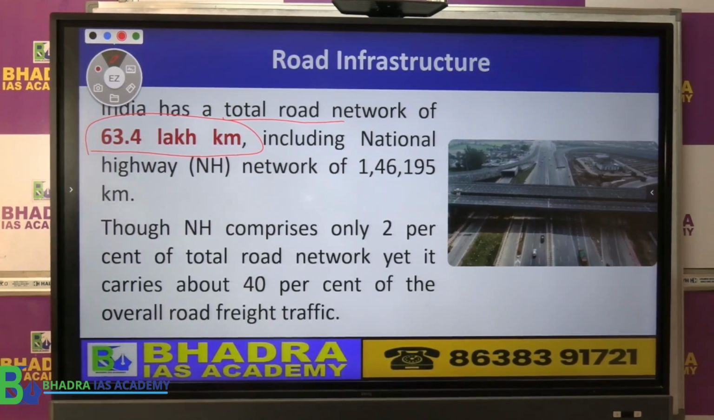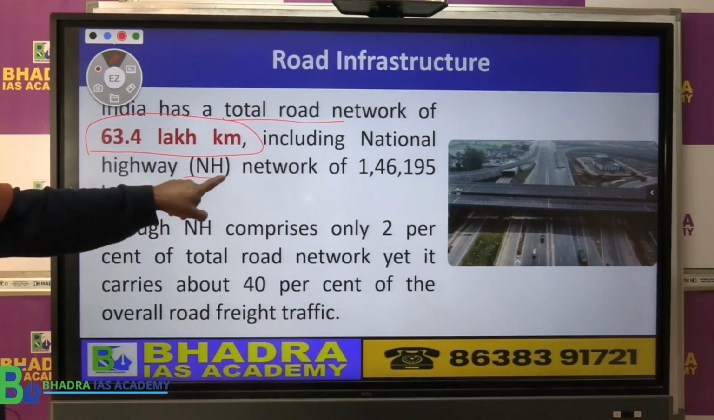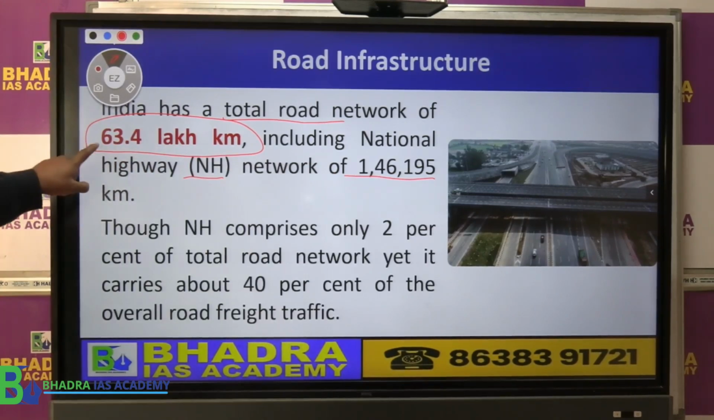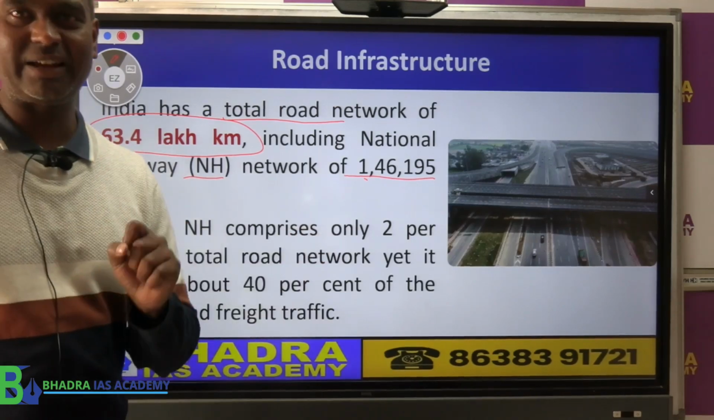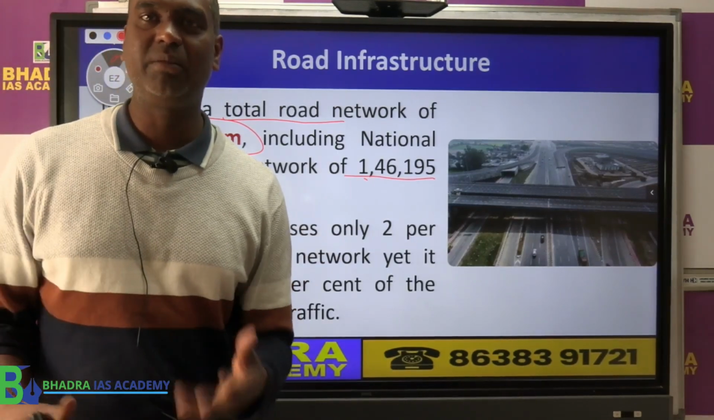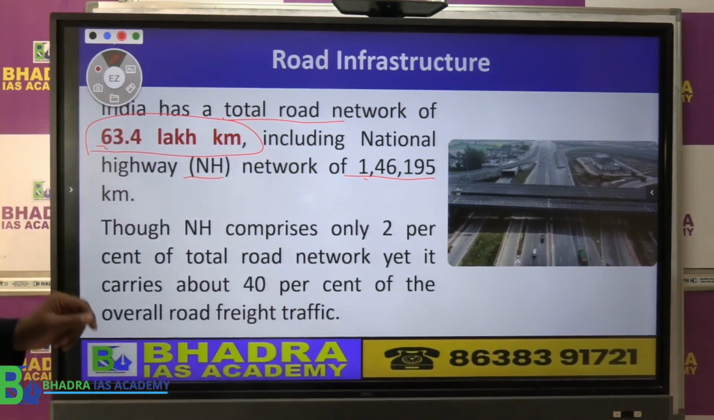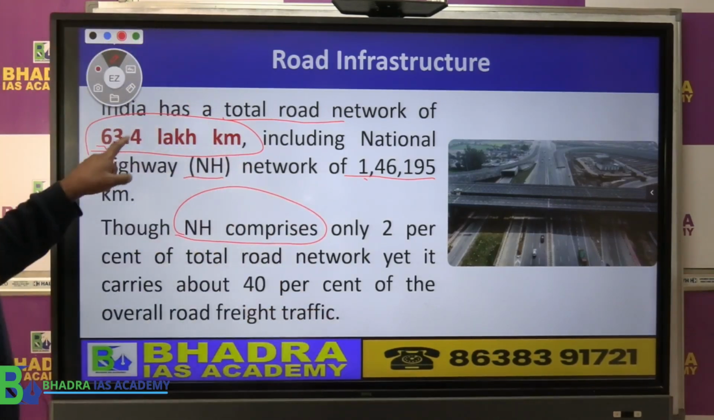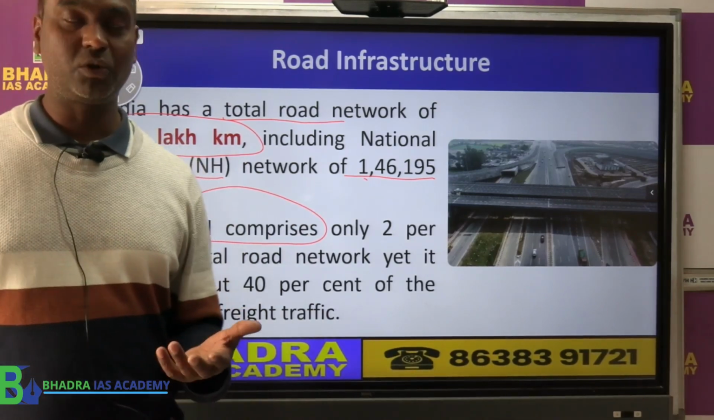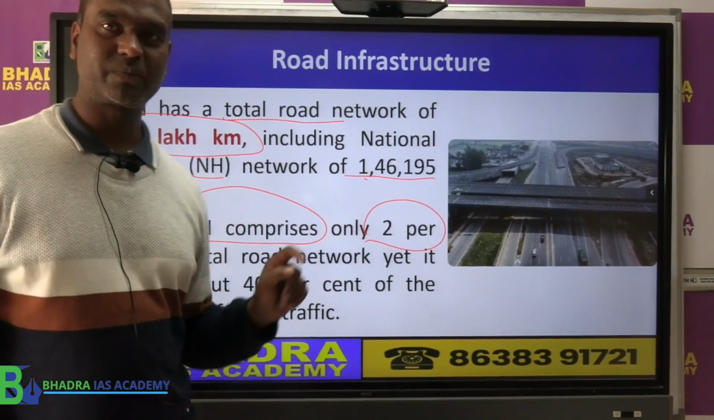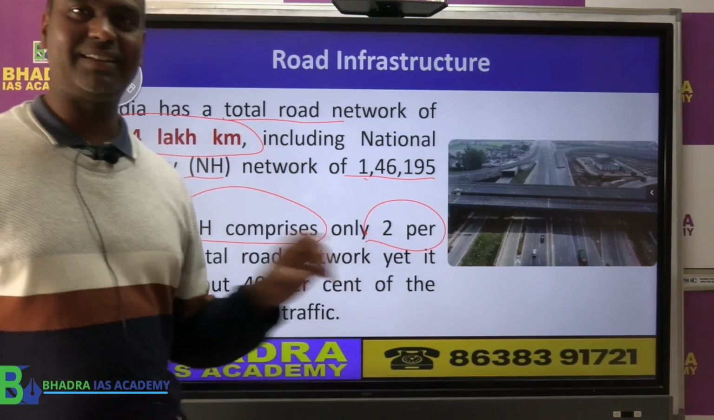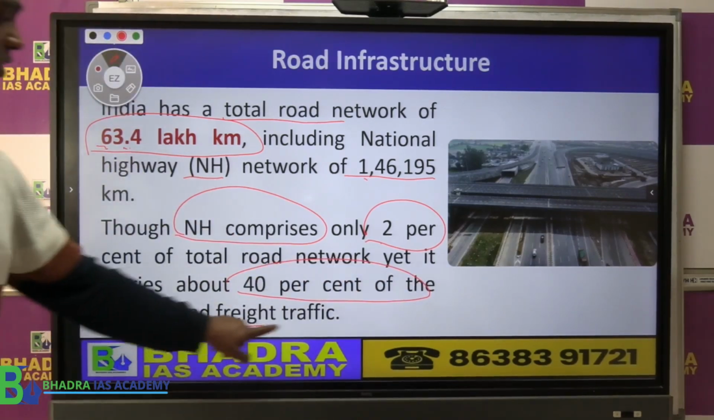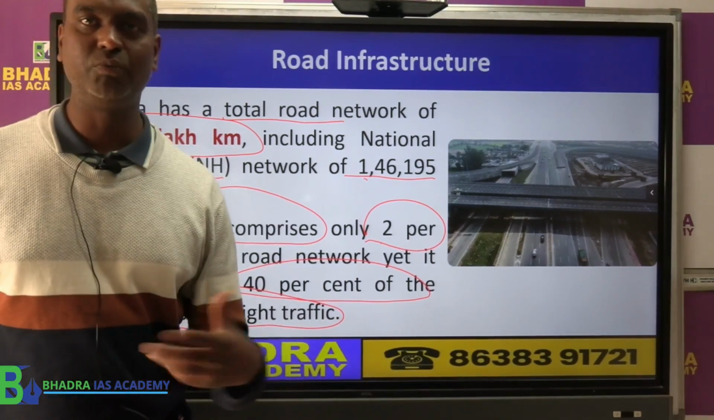Now in this, the highways, that is the national highways, are 1,46,000 kilometers. Out of the total 63 lakh, only about 1 lakh is national highway. The rest are all state highways, PWD roads, etc. The important thing is this: what is the percentage of national highway out of the total 63 lakh road network we have? It is only 2%. But in spite of the 2%, it carries about 40% of road freight traffic, that means the movement of cargo, etc.